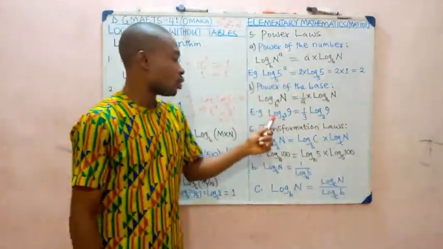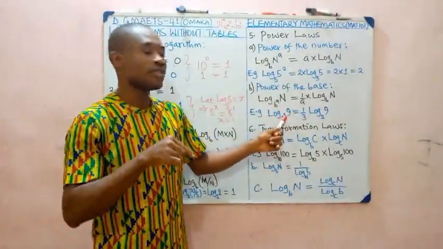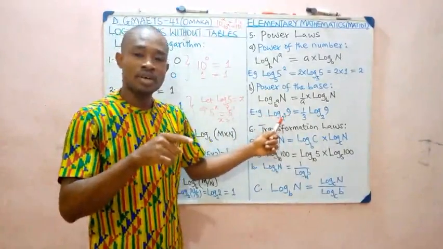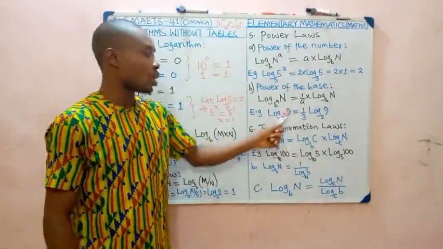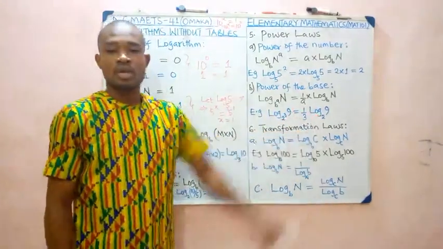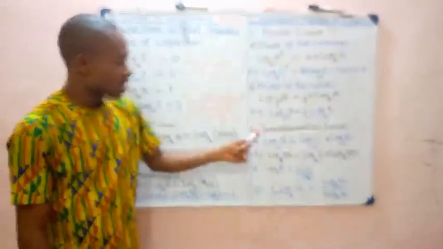Looking at this as an example, log 9 to base 2 raised to power 3. So the base is bearing power 3 here. It's going to be 1 over the power of the base, which is 3. 1 over 3 used to multiply log 9 to base 2. Are we following? Okay, the next one is transformation laws.